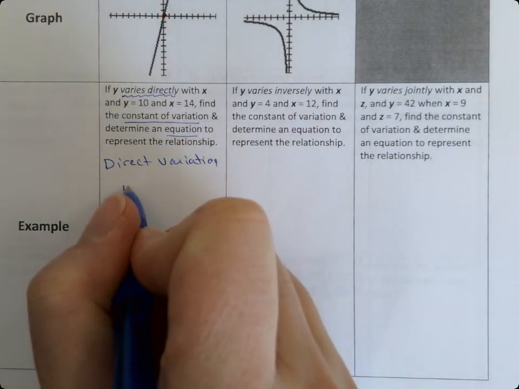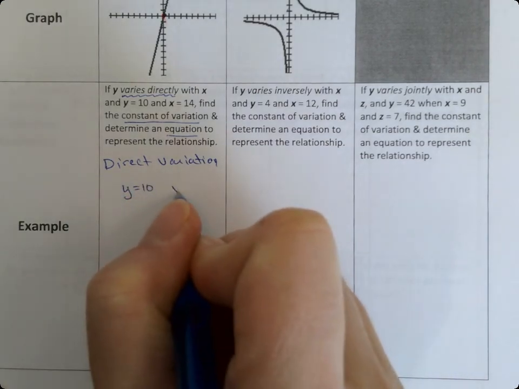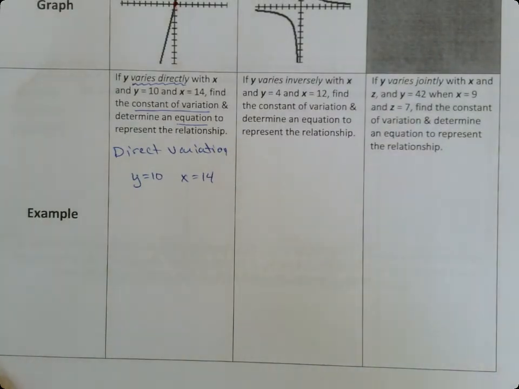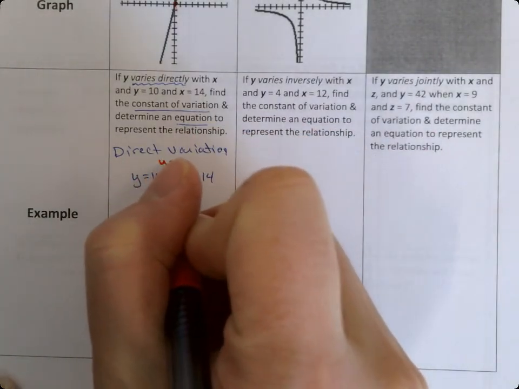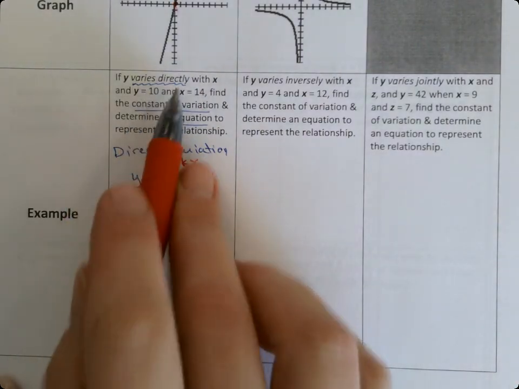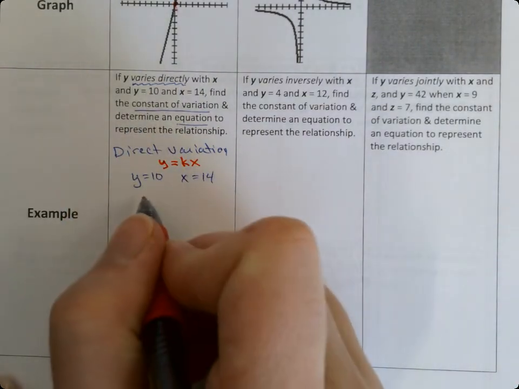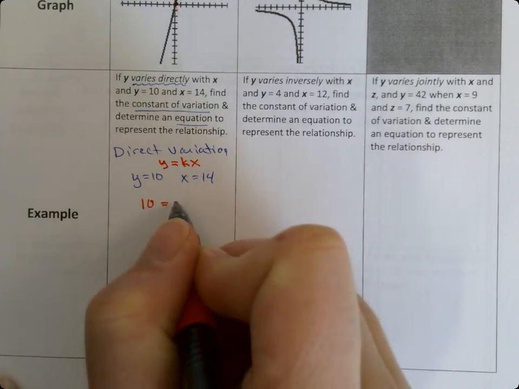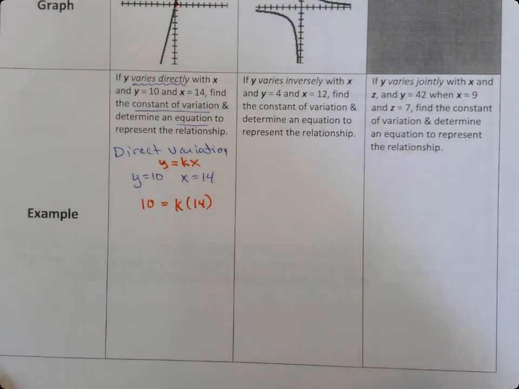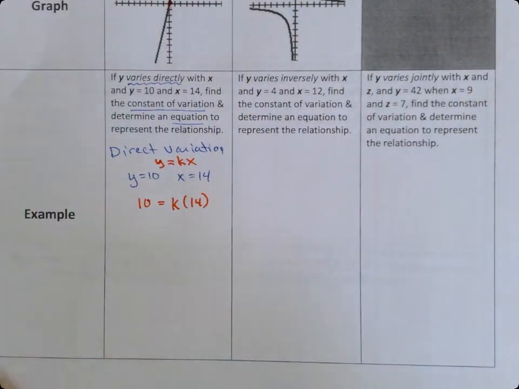Okay, so y equals 10, x equals 14. And what's the direct variation equation? Y equals kx. So there's my direct variation. As soon as I see that, I know y equals kx, and just plug it in, guys. 10 is equal to k times 14. Now, I need to find k. It said find the constant. So what would I do here?